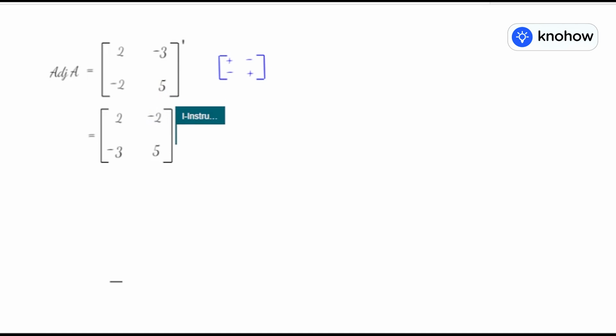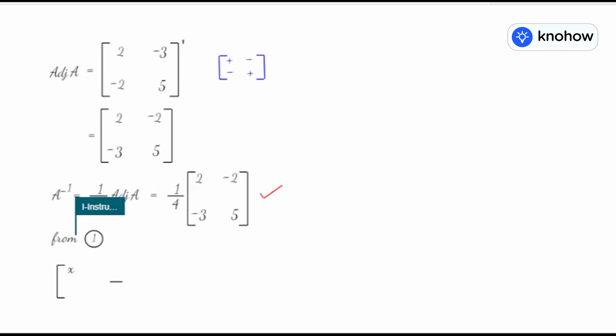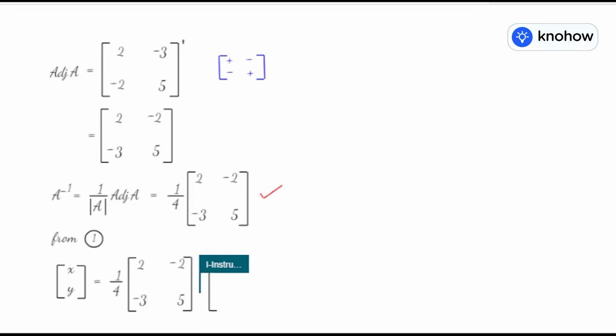So we can work out A inverse. A inverse is 1 by determinant A into adjoint A. Replacing the values, the value of determinant A we worked out is 4, so it will be 1 by 4 times adjoint A, which is 2, minus 2; minus 3, 5. So we have worked out A inverse, now substituting it in 1. So from 1 we get xy equal to A inverse. A inverse is 1 by 4 times 2, minus 2; minus 3, 5, multiplied by the constant matrix 3, 5.